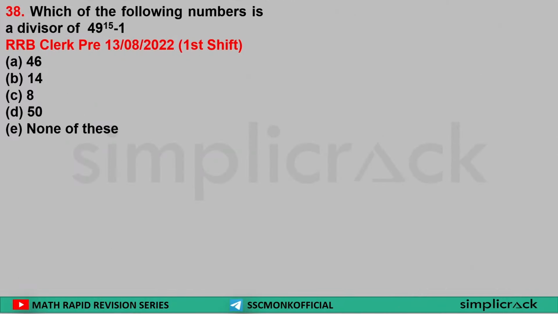Next. Which of the following numbers is a divisor of 49 to the power 15 minus 1? Now, what I told you, sir, if a number is written as a to the power n minus b to the power n, and n is odd here because it is 15, then it is divisible by a minus b. So 49 minus 1 is equal to 48. So the answer is none of these. Clear? Because 48 will be the answer. Sorted? Now you will fail over here.